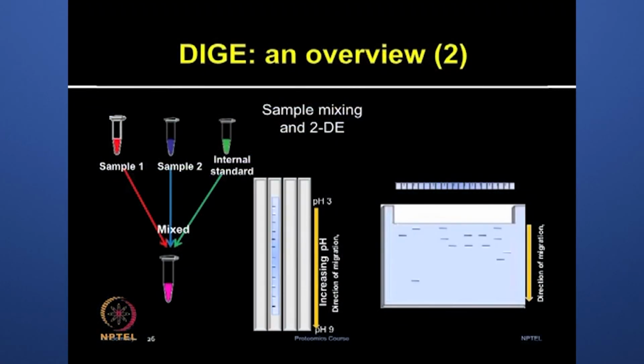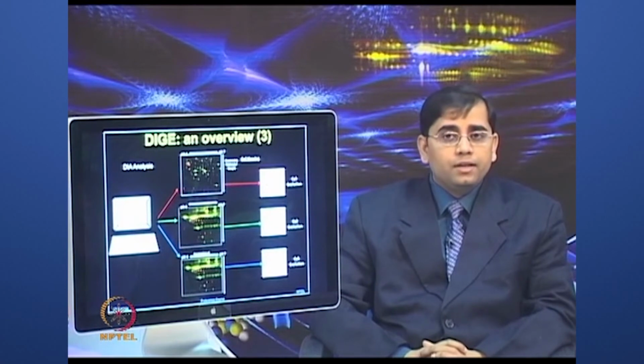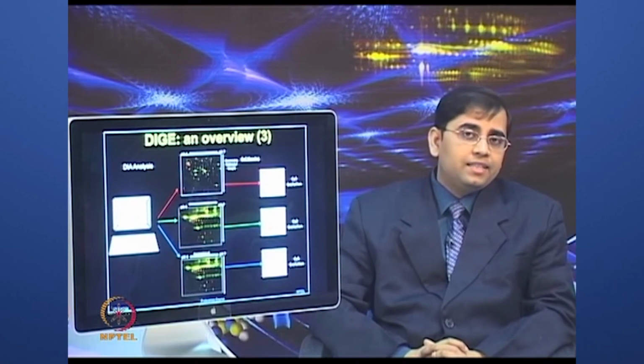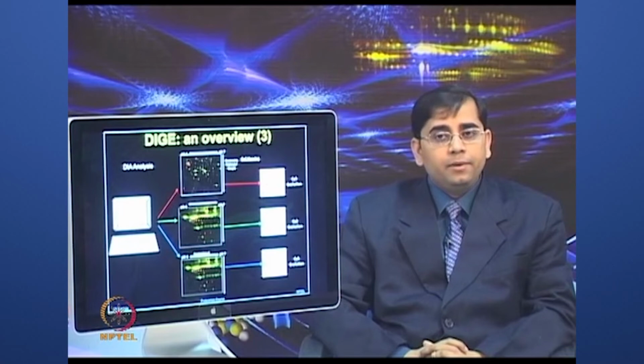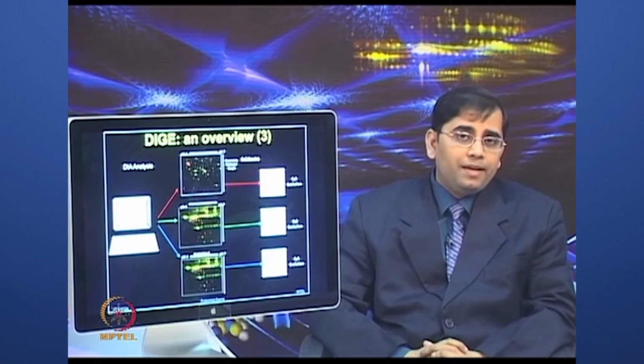In the slide it is shown that the 3 samples are mixed and then isoelectric focusing is performed on the pooled sample, and then this strip is placed on the SDS-PAGE gel for protein separation in the second dimension. So, overall DIGE provides very uniform staining from gel to gel and shows high sensitivity and a linear dynamic range of detection for the expression profiling of complex biological samples.